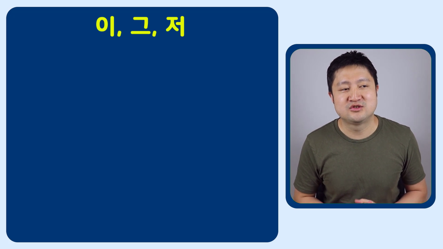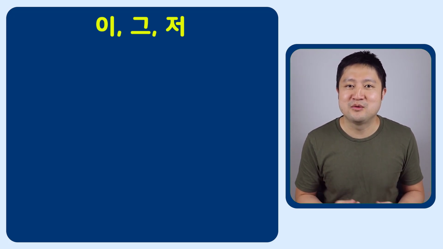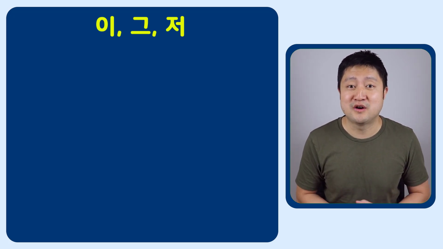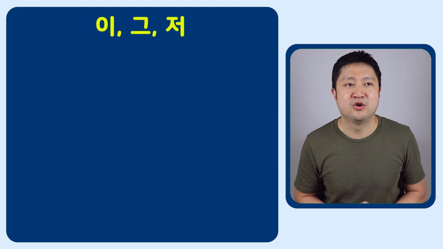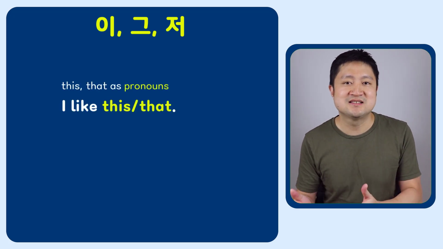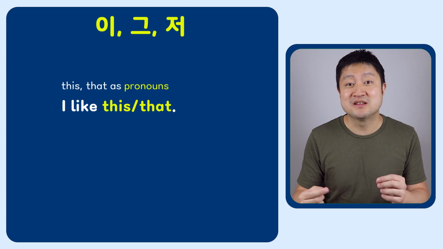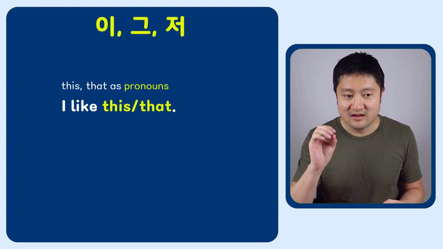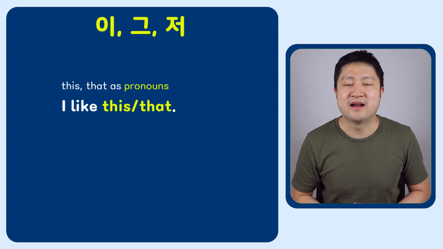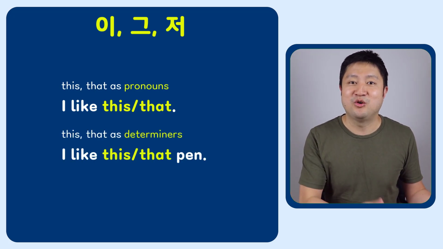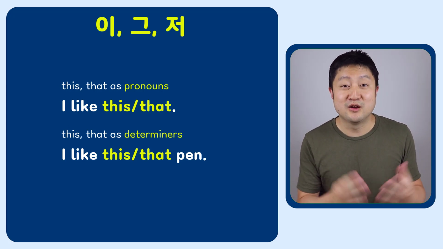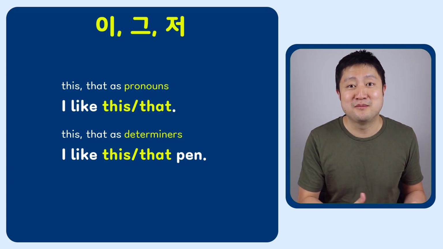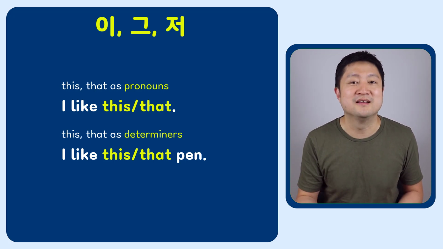To understand how they function, if you think about the words this and that in English, they can function as a pronoun, but they can also function as a determiner. So I can say, I like this or I like that. In those sentences, this and that function as pronouns, used on their own. But I can also say, I like this pen or I like that pen. Then this and that function as determiners. They help to determine what that noun is, this pen or that pen.